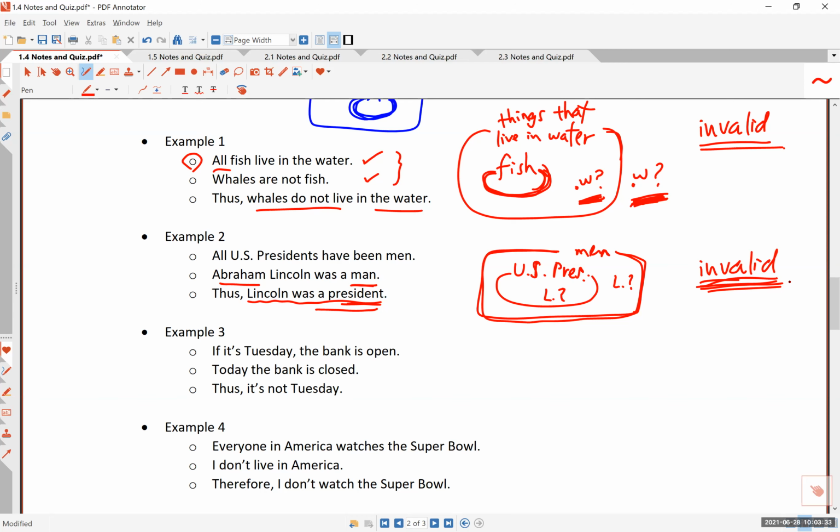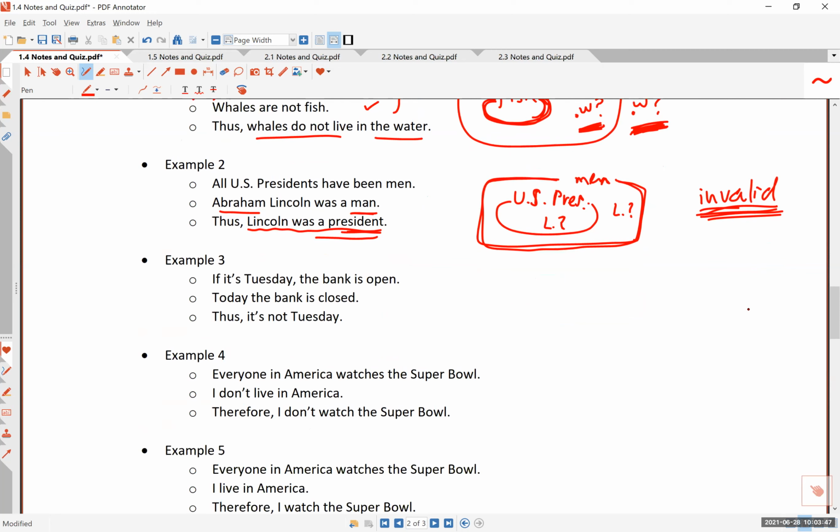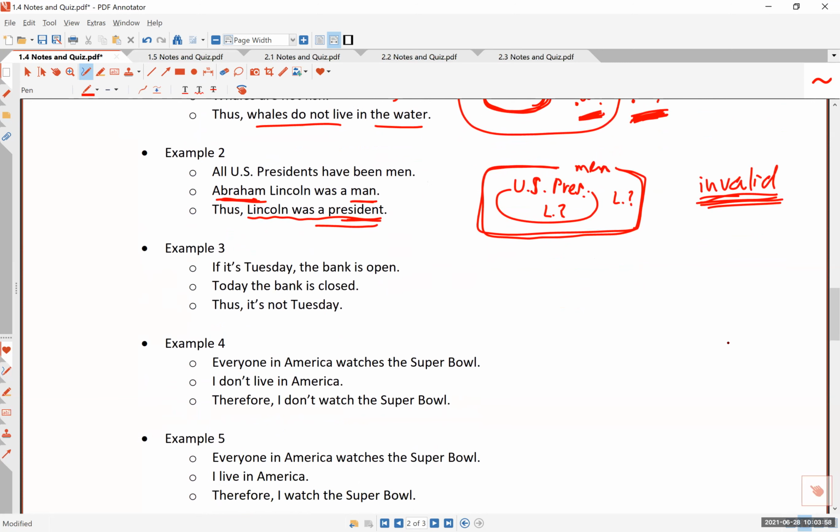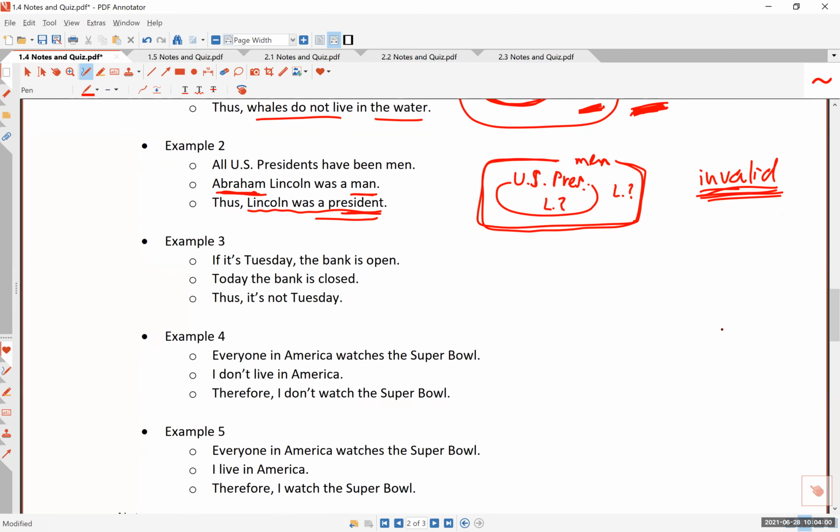And again, you can sort of replace this with somebody else. Let's say all US presidents have been men. Okay, that's true. Michael Jackson was a man. Therefore, Michael Jackson was a president. No, it doesn't quite work that way, right? So maybe replacing this name with somebody else could give you the idea that this is invalid. So very important for you to remember these faulty arguments. Okay. All right, number 3.